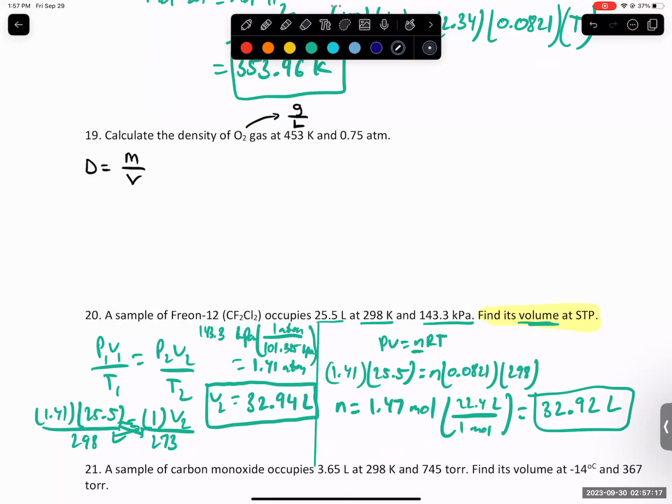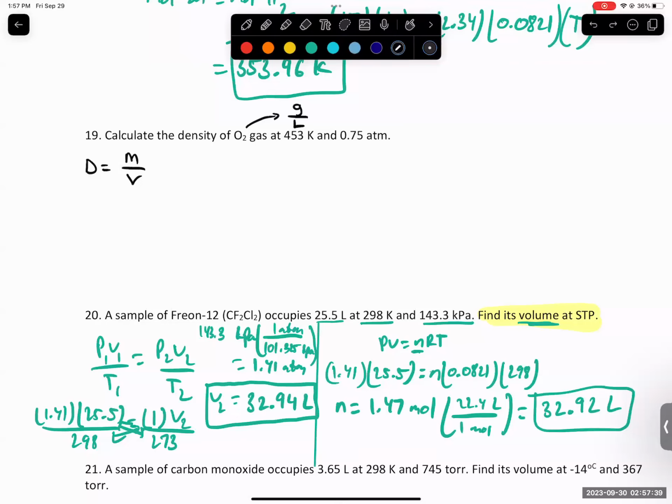So you may be wondering, how do I get to this? How do I put any information about the temperature and pressure into this equation? Well, you know that the mass of oxygen is 32. That's what I'm going to do after I derive the equation.